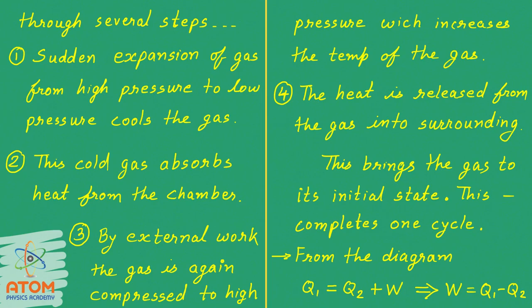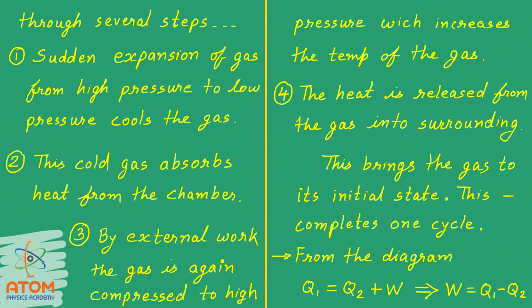Alright, in refrigerator the working substance goes through several steps. The steps are here. First, sudden expansion of gas from high pressure to low pressure cools the gas. First of all, what is done? The gas is at high pressure and it is suddenly released. So due to the sudden expansion, the temperature of that gas will reduce. That means the gas will cool down to low temperature. Now second, this cold gas absorbs heat from the chamber.